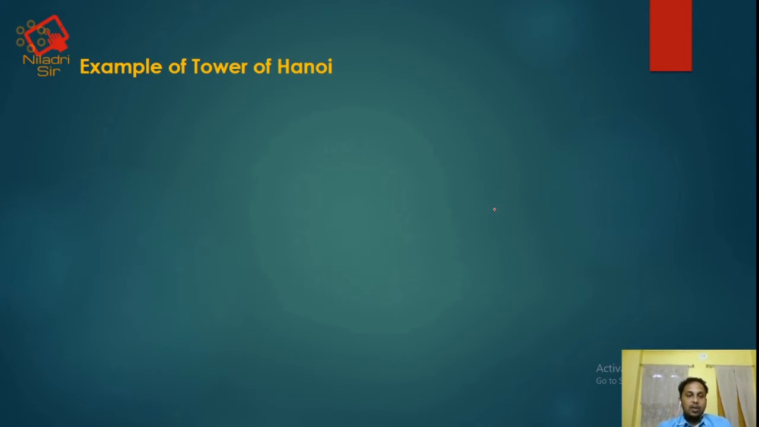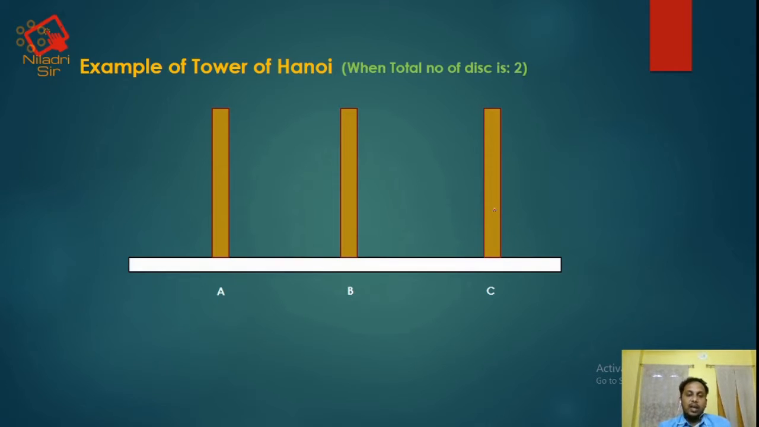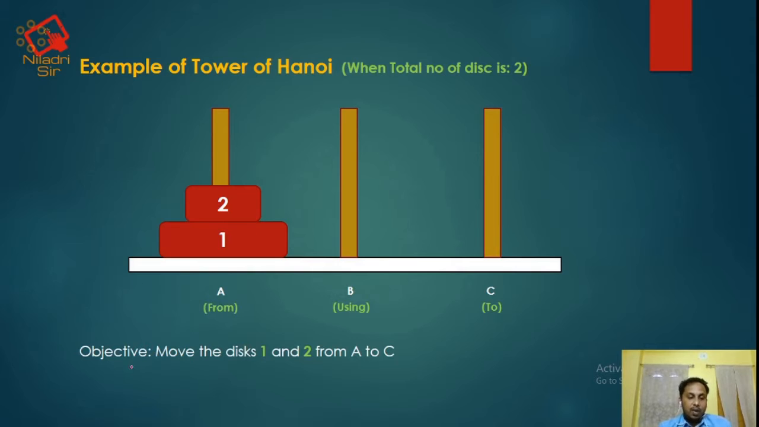Now check when the total number of discs is 2. There are three rods A, B and C, and there are two discs, 1 and 2. What is our objective? We have to move 1 and 2 from A to C. We will use rod B, or tower B, for that.